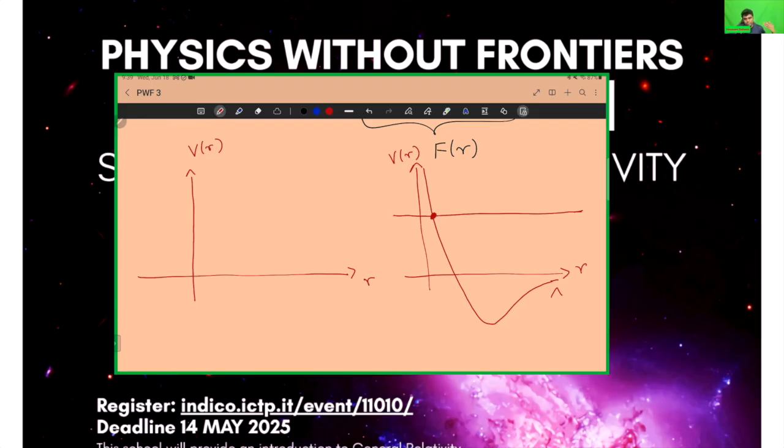It cannot go to smaller radii. Okay. And it doesn't matter how much energy you have, there is always a radius such that you cannot go beyond that radius. Okay. So that's true for Newtonian potential.